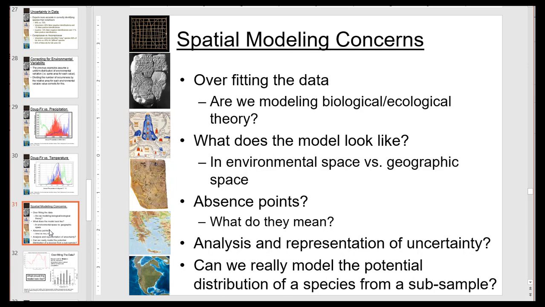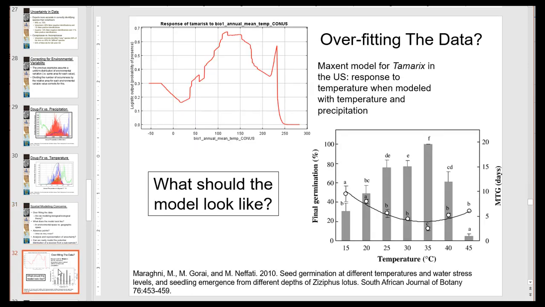Same thing is true of some of the occurrences, which I don't mention here. There are redwood trees growing in Sacramento, which is not where they normally occur. They've been planted there and they're maintained and watered by humans, so that would normally not be habitat for redwoods. And then we need to look at analysis, representation of uncertainty, and can we really model the potential distribution of a species from a subsample? I would recommend we can model a subset of its potential distribution from a subsample, but not the entire area.